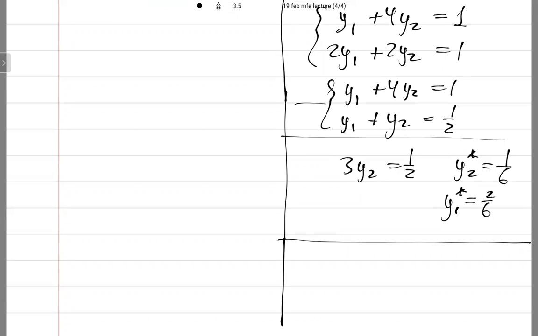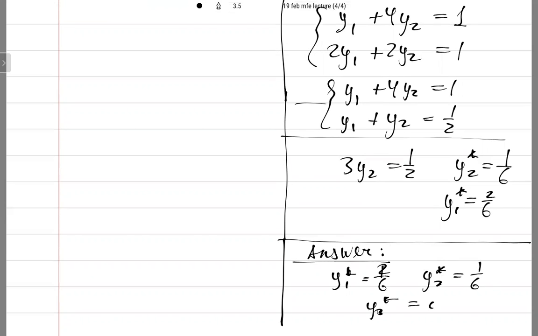Okay, so finally, the answer for the second problem, problem B: y1 is 1 over 6, y2, sorry, y1 is 2 over 6, y2 is 1 over 6, y3 is 0, and that is the answer for the second problem.